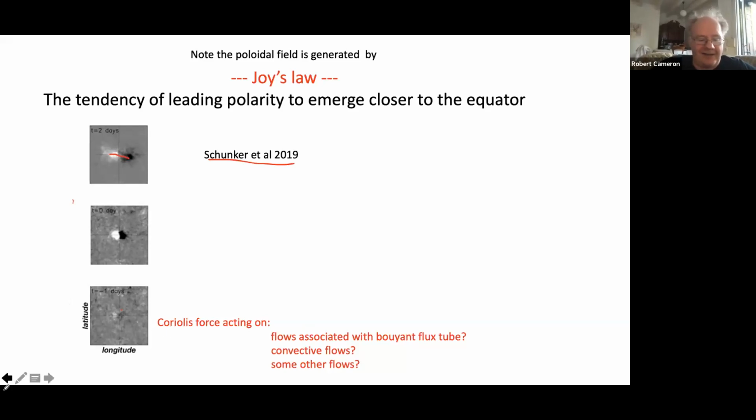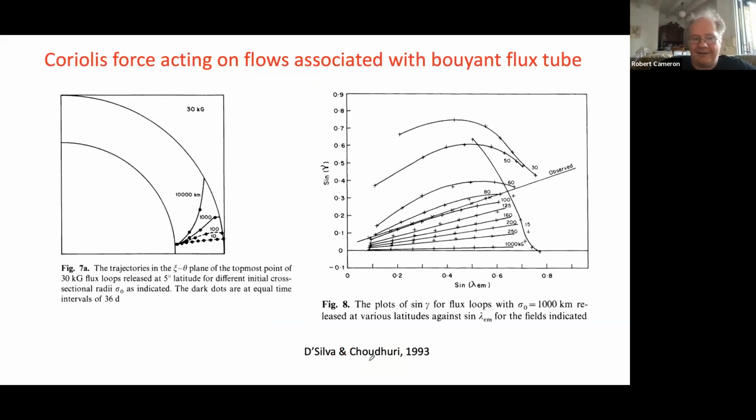The question, of course, is: are we talking about those associated with a buoyant flux tube? This would be all the work on thin flux tubes. Are we talking about convective flows? This would be all the mean field work. Or are we talking about some other flows which are not purely convective, but are magnetically driven, some other type of alpha effect? And the answer turns out to be hard to tell.